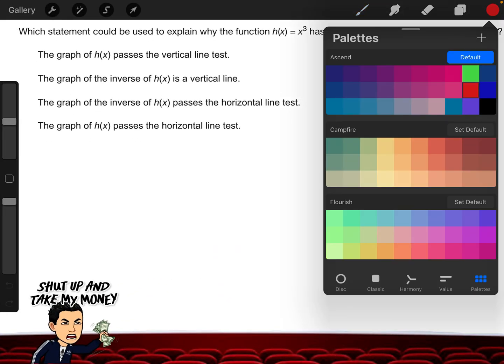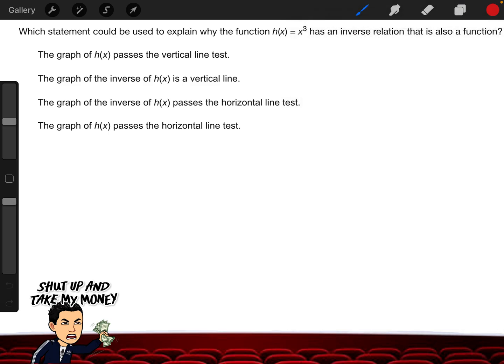This last one is also the concept. You just have to pass the horizontal line test.